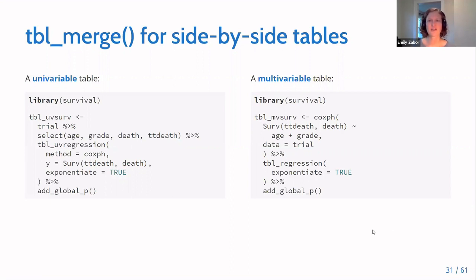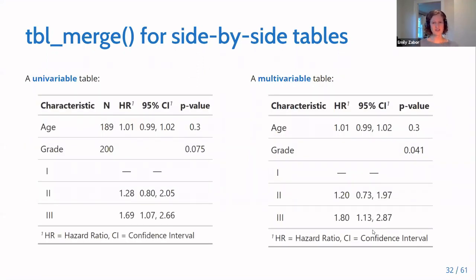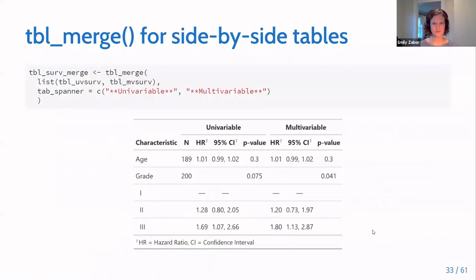And then on the right, we have our multivariable model, which we fit with Cox PH and pass to table regression, and again, exponentiate the results and add the global p. So these are the two individual tables we get. We have the univariable results on the left, where the only difference is that it has that column of sample sizes, and on the right is the multivariable table.